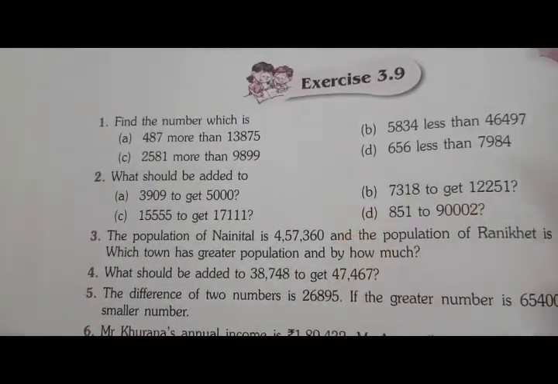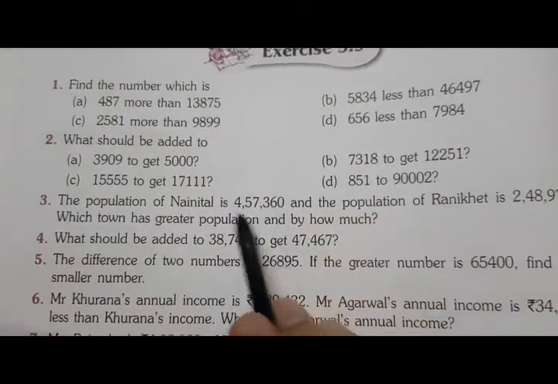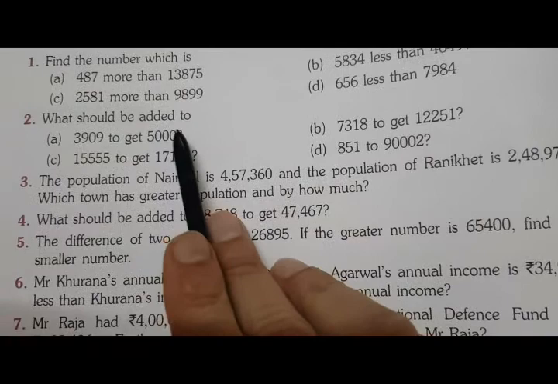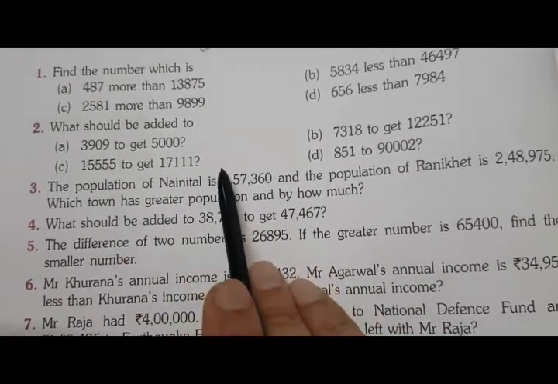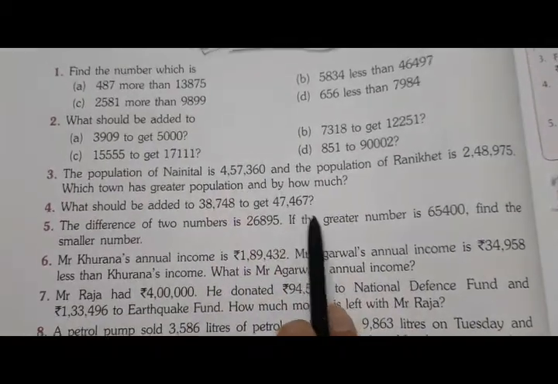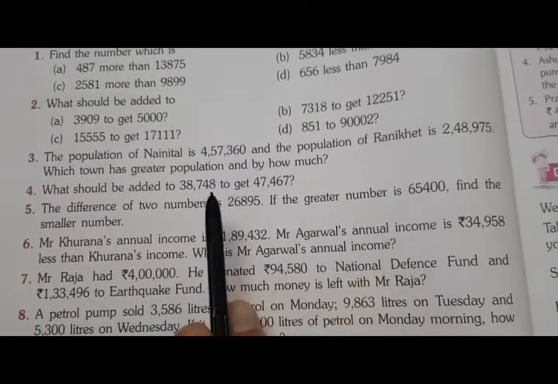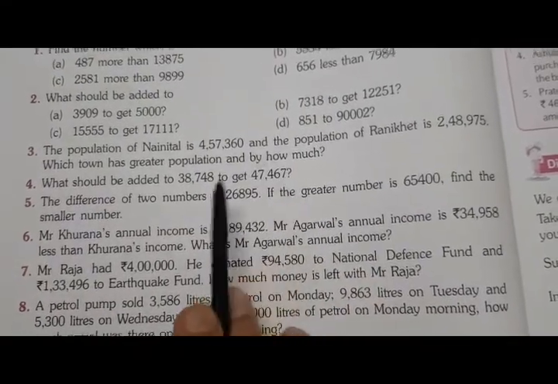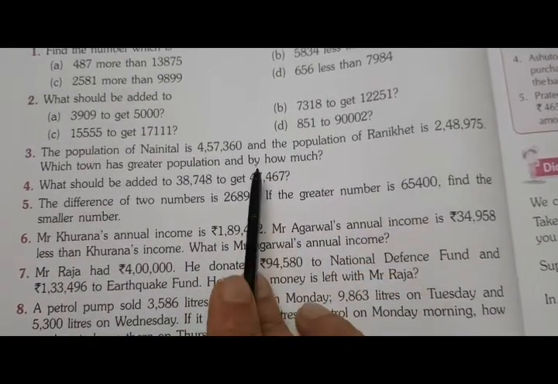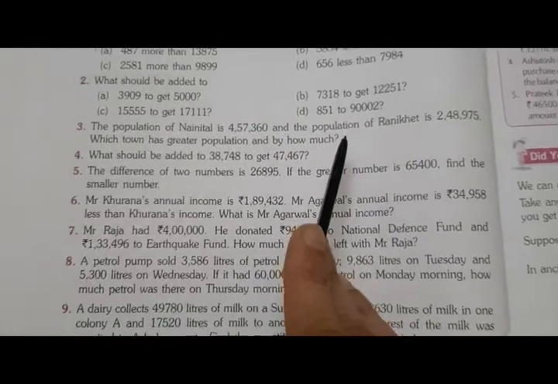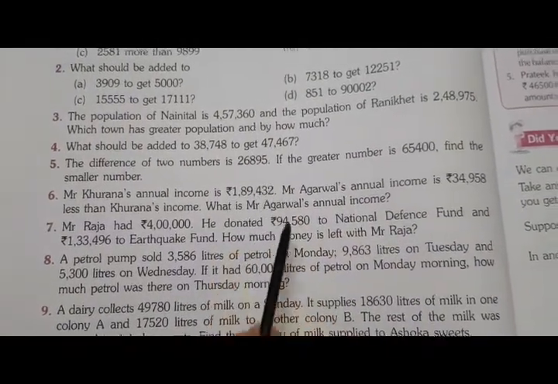Now the first example which you have gone through is similar. More than, less than means you have to add and subtract. What should be added to this to get this? You subtract in these kinds of questions. Now question 3 says the population of Nainital is this much and the population of Ranikhet is this much. Which town has the greater population? Greater means we have to compare. Is this greater or is this greater, and by how much? You subtract. What should be added to this to get this?